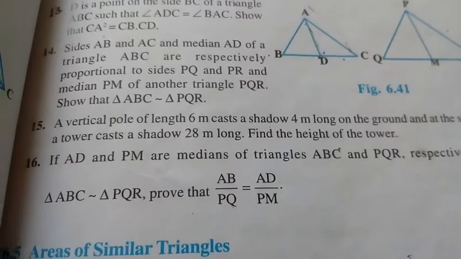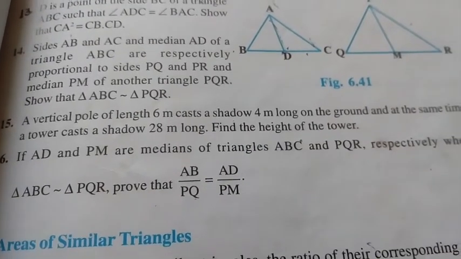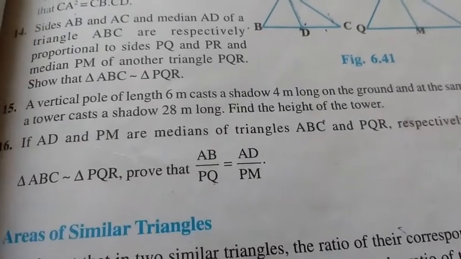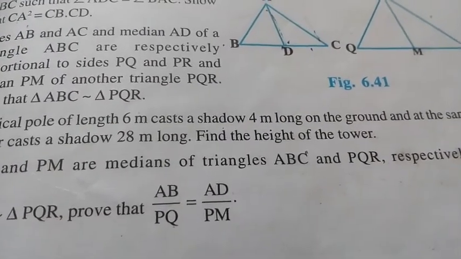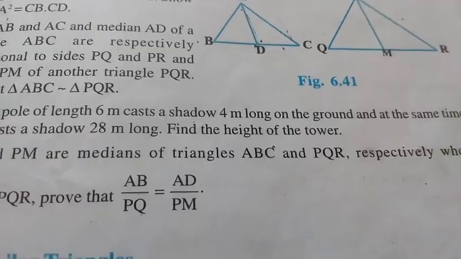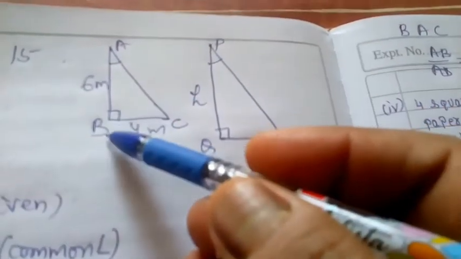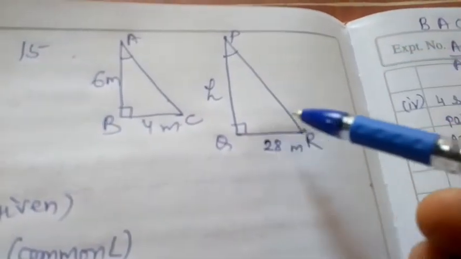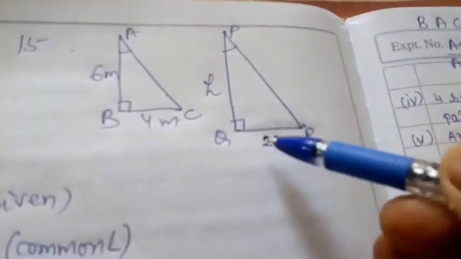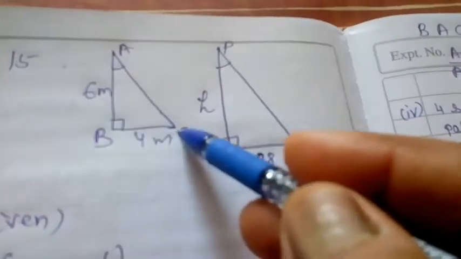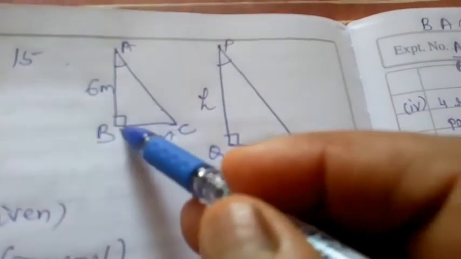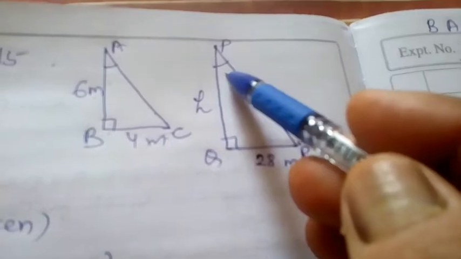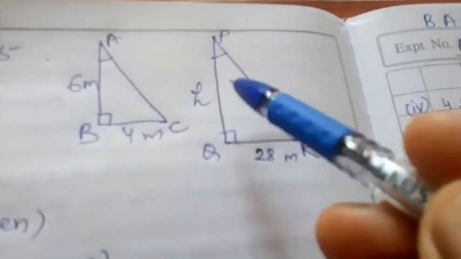Next. Question number 15. A vertical pole of length 6 meters casts a shadow 4 meters on the ground. At the same time, a tower casts a shadow 28 meters. Find the height of the tower. AB is a pole, height 6 meters and shadow 4 meters. PQ is a tower, height h and shadow 28 meters. In triangle ABC and triangle PQR, angle B equals angle Q, 90 degrees, and angle A equals angle P, the sun's altitude. These two triangles are similar.